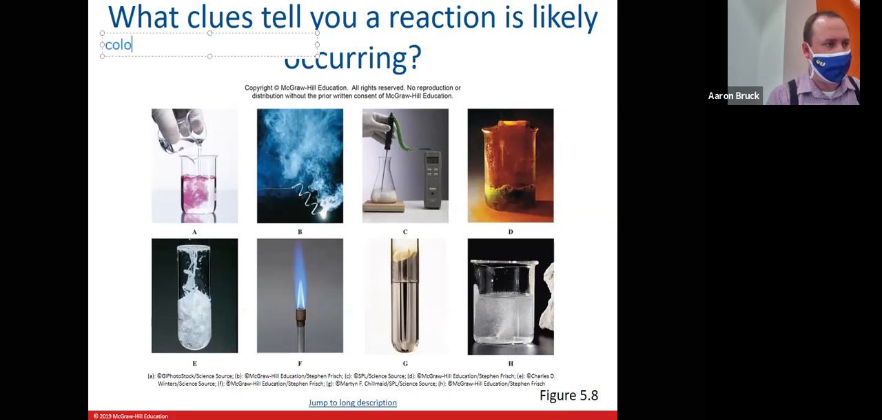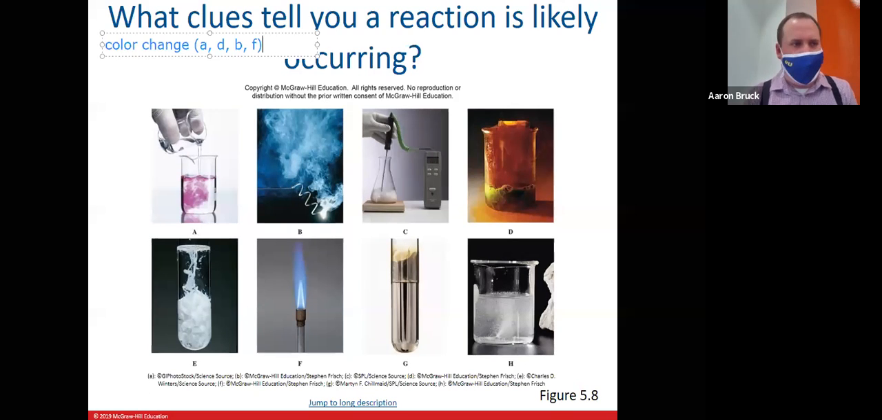All right, good. Color changes. We're seeing color changes in A, in D, in B in particular. Well, we can even make an argument that we're seeing a color change in F as well. None of the substances that were brought together in the Bunsen burner were ever blue, and yet we have a blue product of that reaction in the form of the flame.